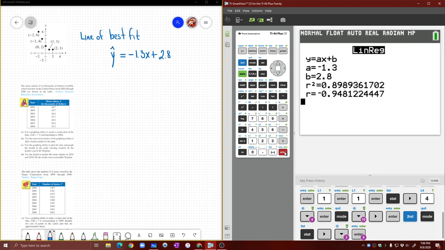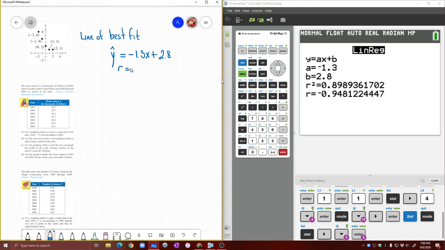Okay, so now I get, oh, there's my R value. So I'm going to write that down. So R is, and let me write approximately -0.948. So definitely bigger than 0.5. So this is a very strong correlation. So I'm going to write that here. So strong correlation. So that means this line is a very good fit to the data.